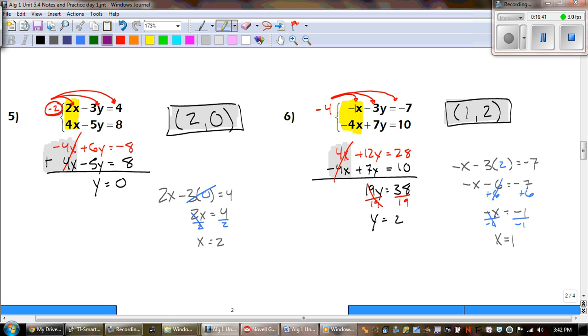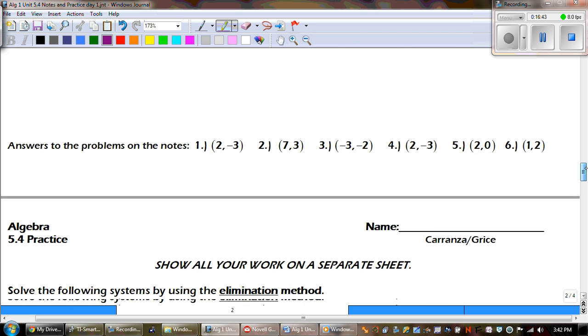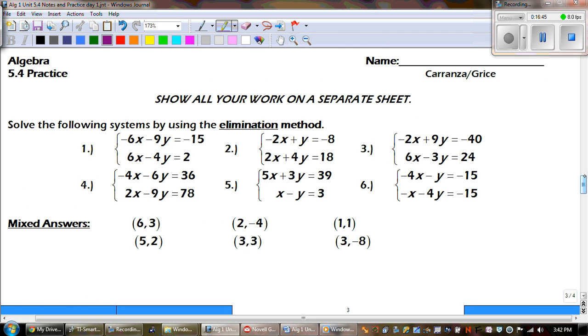And that's it. So your homework is right here. 5.4 practice. It's telling you to use elimination and do your work on a separate sheet of paper.